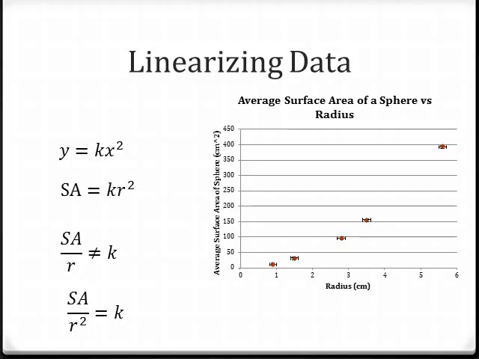So even though surface area and radius are not proportional, this is not a linear graph. If I had graphed it differently, if I had graphed surface area and radius squared, then our graph would be proportional and would be linear. That means that if I create a new graph, surface area and radius squared, the slope of this new graph would be this constant k, and I would actually know what k is. Let me show you how to do that.